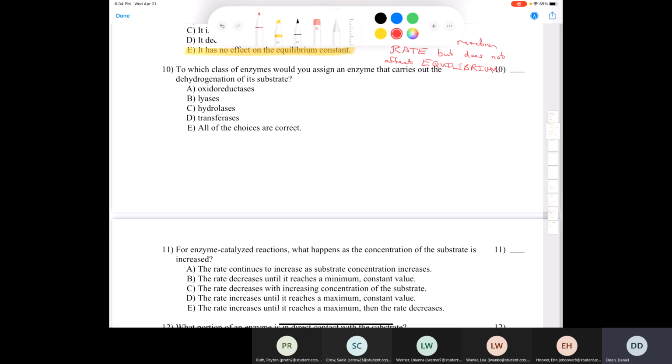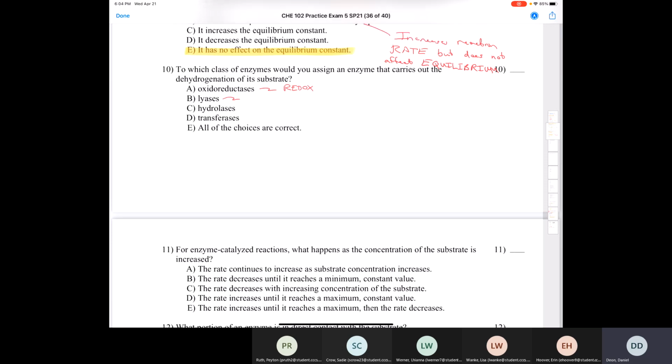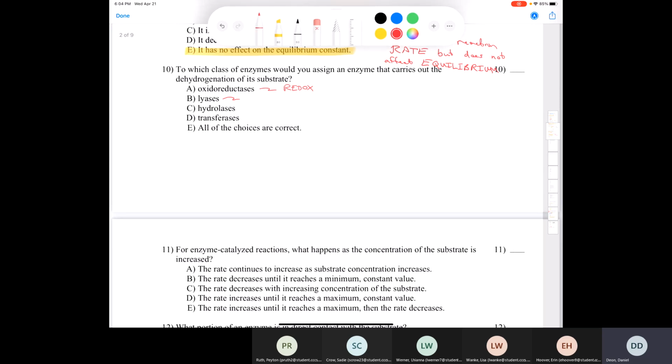Well, we've already taken a look at these. Oxidoreductases, those are used in redox reactions, so oxidation reduction reactions. Lyases, what I told you is that whenever I see a lyase, I always think it's got something to do with a double bond, okay? Double bond, like, what's a good lyase? Like lactate dehydrogenase is an example of a lyase.